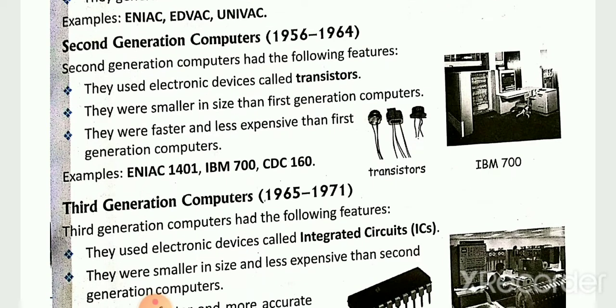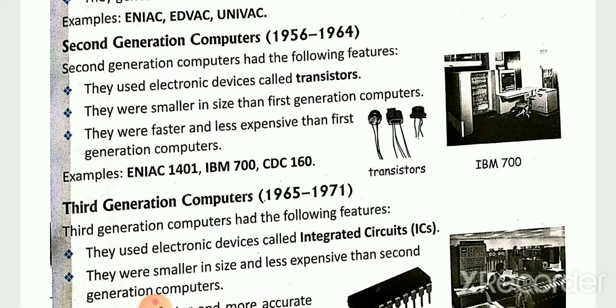The second generation computers were from 1956 to 1964. Second generation computers have the following features. They use electronic devices called transistors. They were smaller in size than the first generation computers. Look at this picture. The first picture is a transistor. The transistor is very small in size compared to the first generation computer.